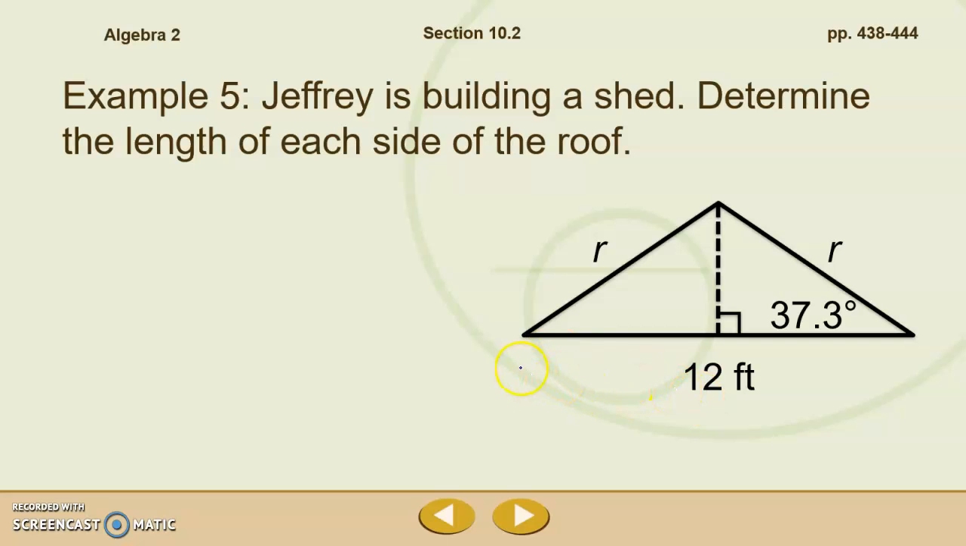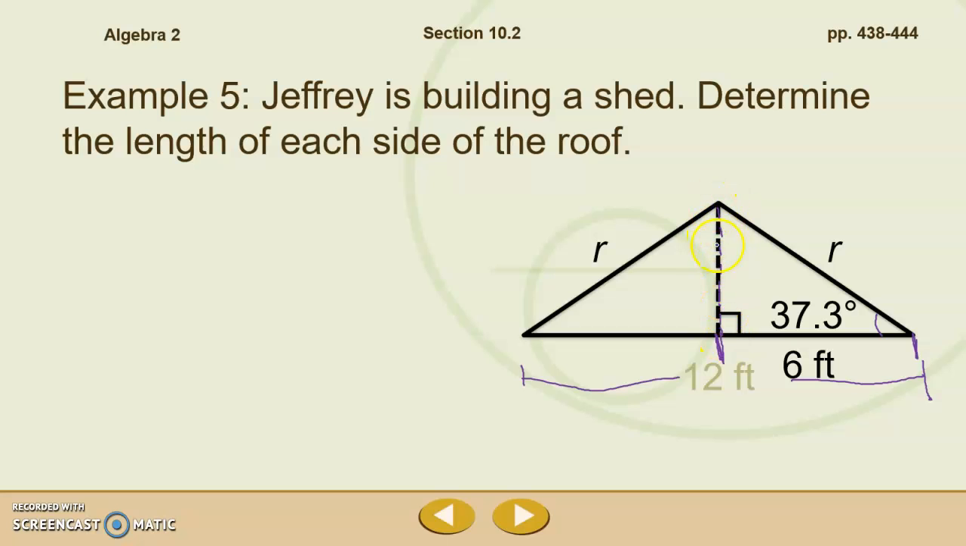And you can see here, we know the distance from this side to this side is 12 feet. Now, if we cut that triangle in half, what we end up with is 2 right triangles. And because we've cut it in half, we know that the distance from here to here is 6 feet. We also know that the angle of elevation here, this particular angle, is 37.3 degrees. So we know 1 acute angle and we know 1 side. Using that information, we could find the other angle up here.